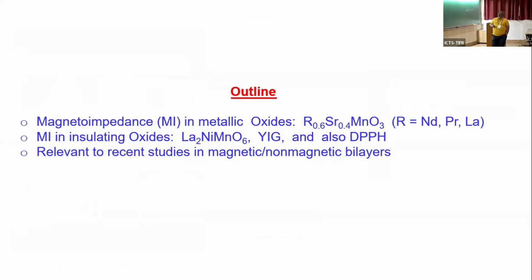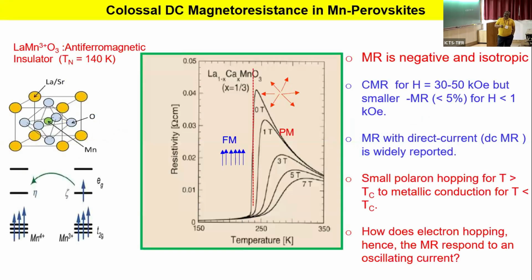The outline of my talk today is as follows. First I will describe magnetoimpedance in metallic oxides. Don't worry about the formula, it may be complicated. And then I will illustrate some examples in insulating oxides and compare with what's going on in magnetic and non-magnetic bilayers, the work done by the spintronics community. Well, I'm not sure what was talked about earlier on oxides.